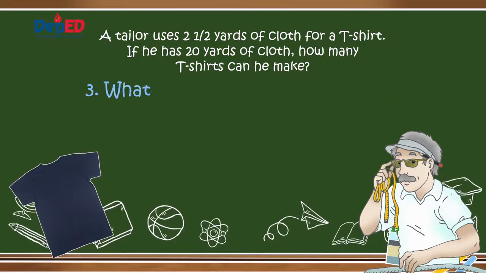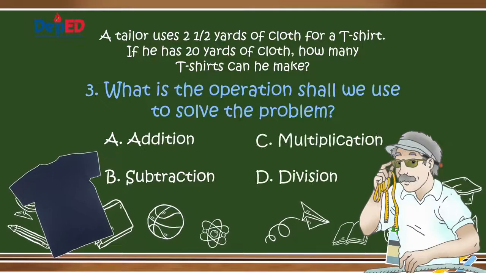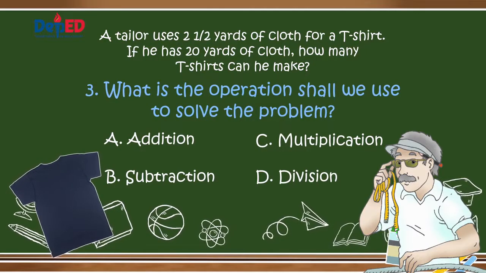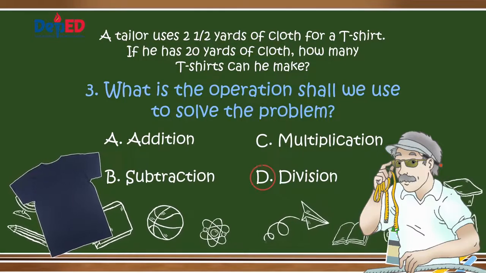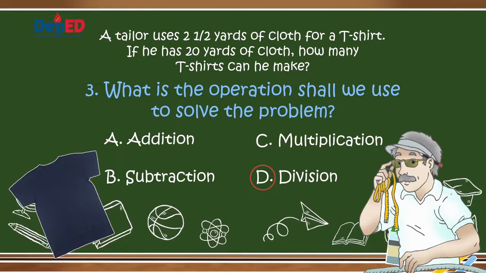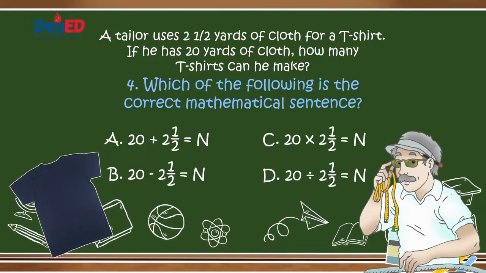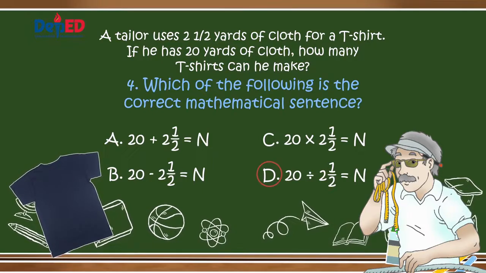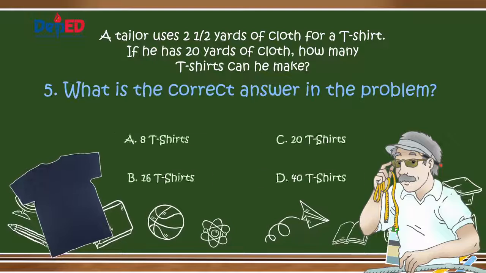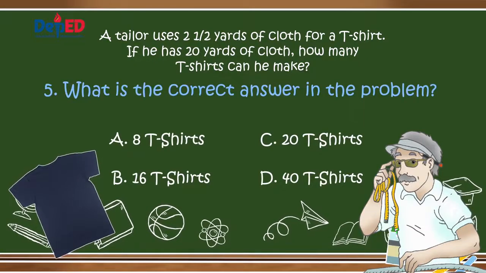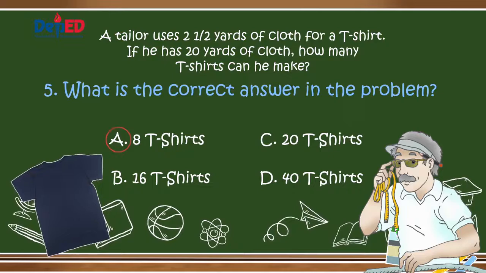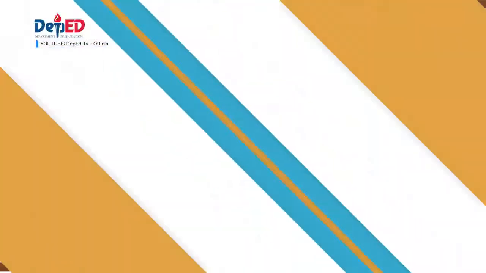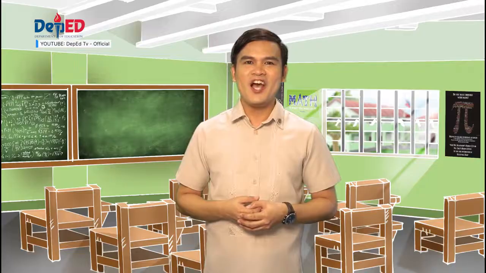Number 3. What operation shall we use to solve the problem? The correct answer is letter D, division. Number 4. Which of the following is the correct mathematical sentence? The correct answer is letter D, 20 divided by 2½ equals n. Number 5. What is the correct answer in the problem? Letter A, 8 t-shirts. You are getting better every day.